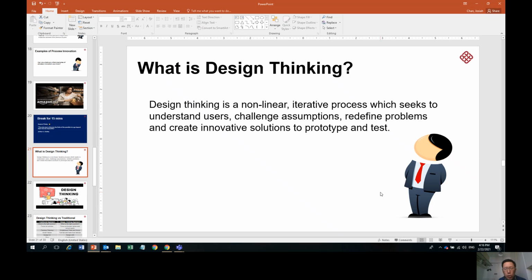Design thinking is a non-linear, iterative process which seeks to understand users, challenge assumptions, redefine problems, and create innovative solutions to prototype and test. So what does this mean? There are a lot of concepts here that bring together design thinking's way of problem solving.